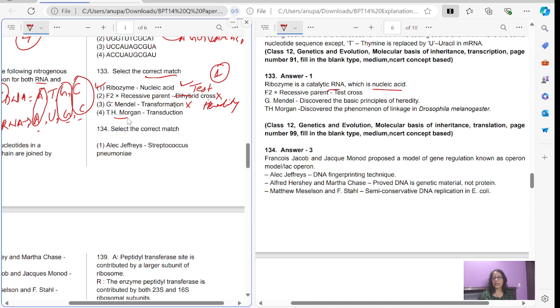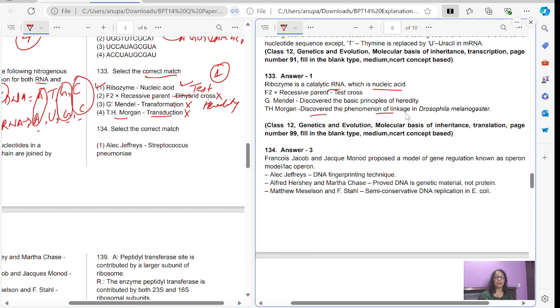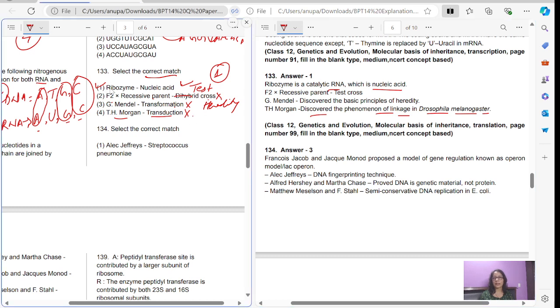Now the next option is T.H. Morgan is related with transduction. This is also wrong because T.H. Morgan discovered the phenomenon of linkage in Drosophila melanogaster. So this match is also wrong. So the first match is the correct one. So our answer will be the first option.